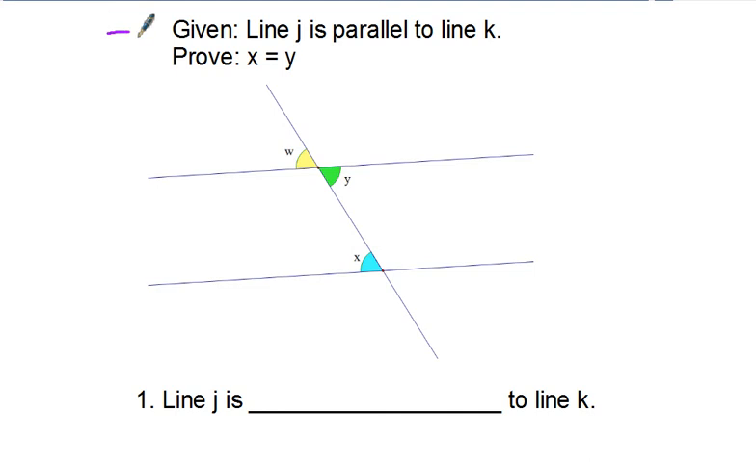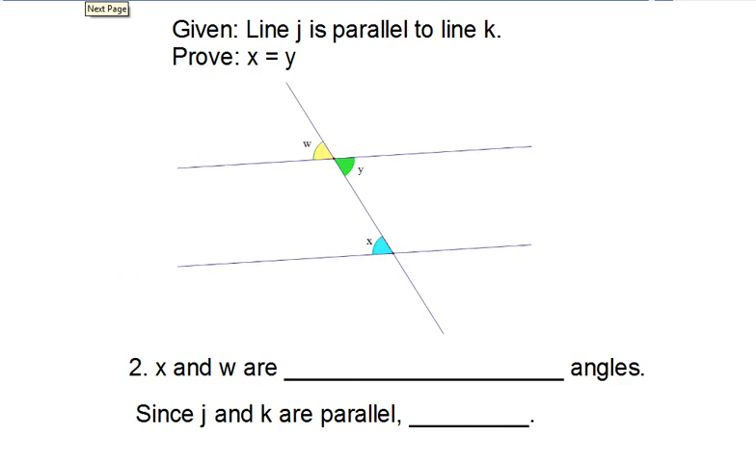In this theorem, we're given that line J is parallel to line K, and we would like to show that a pair of alternate interior angles are equal. So we'll show that x is equal to y. First statement: we're given that line J is parallel to line K. We can't do the proof without that information. Very important. Step 2, let's look at x and w.